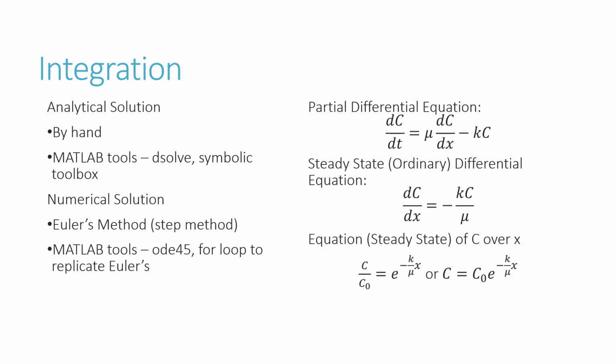The partial differential equation, in terms of both dC/dt and dx, is shown here. The steady state, or ordinary form of the differential equation with our steady state analysis assumption is dC over dx is equal to negative kC divided by mu. And finally, after our integrated steps, the equation in the steady state form of C over x is written in two forms here, which you can use depending on which variables you have in which form.